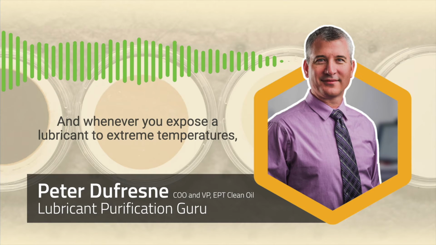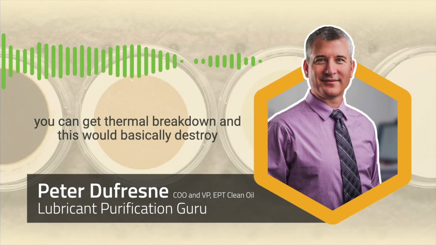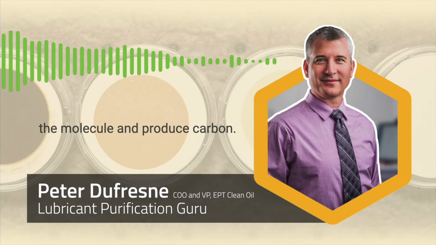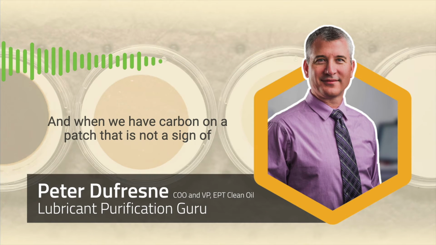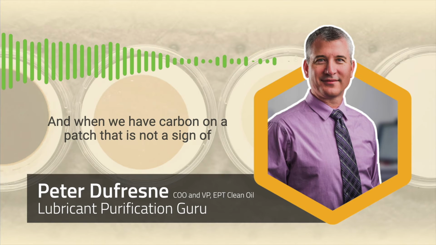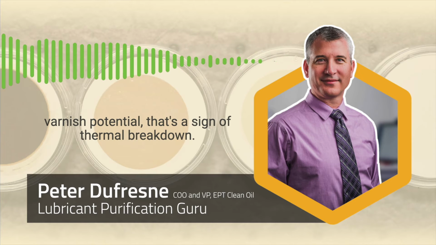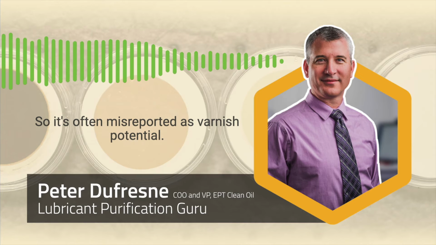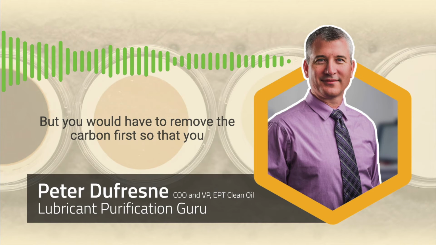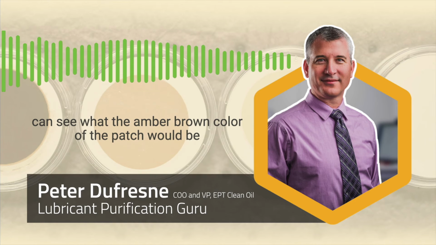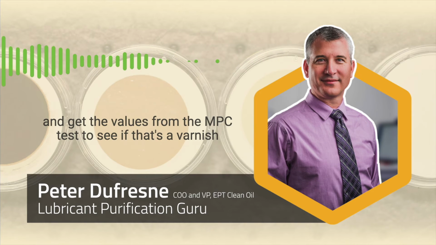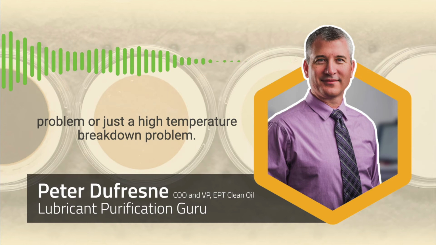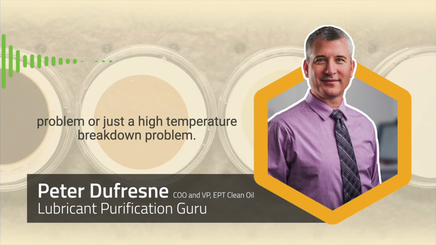And whenever you expose a lubricant to extreme temperatures, you can get thermal breakdown. And this would basically destroy the molecule and produce carbon. Now, when we have carbon on a patch, that is not a sign of varnish potential, that's a sign of thermal breakdown. So it's often misreported as varnish potential, but you would have to remove the carbon first so that you could see what the amber-brown color of the patch would be and get the values from the MPC test to see if that's a varnish problem or just a high temperature breakdown problem.